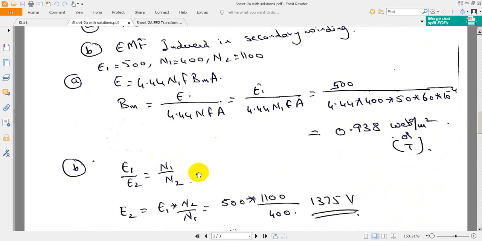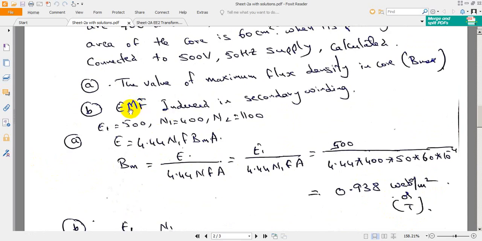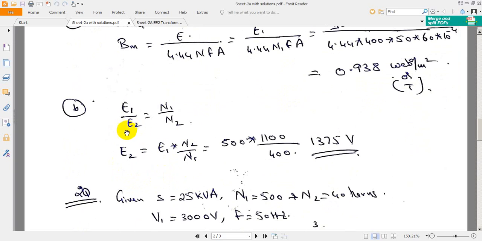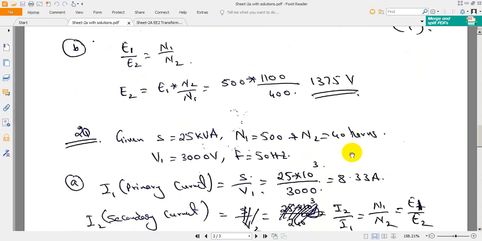Coming to the second part of the first question, we also need to calculate the EMF induced in the secondary winding. With the help of the transformation ratio, we know E1 by E2 is equal to N1 by N2. The ratio of the voltages is equal to the ratio of the number of turns. We need to calculate E2, so E2 is equal to E1 into N2 divided by N1. Substituting E1 as 500 volts, secondary turns 1100, primary turns 400, it is equal to 1375 volts. First problem has been completed.